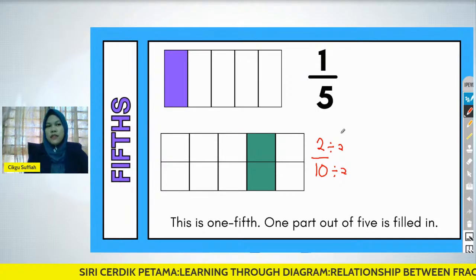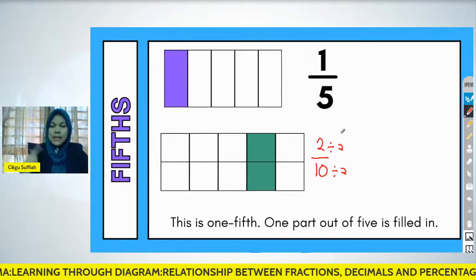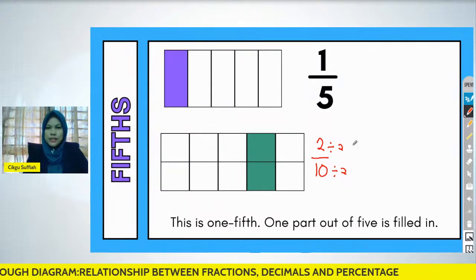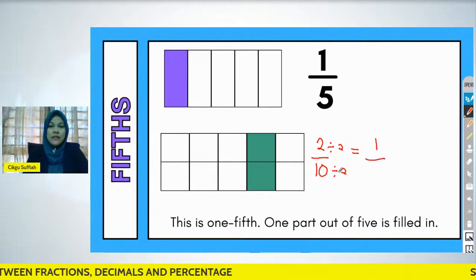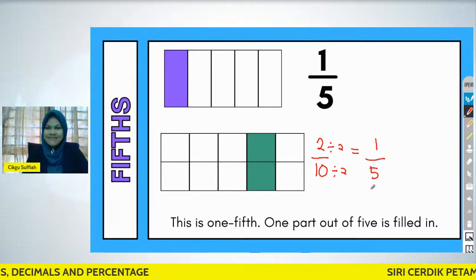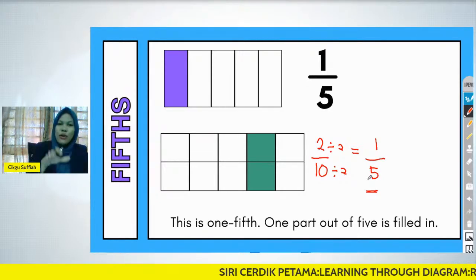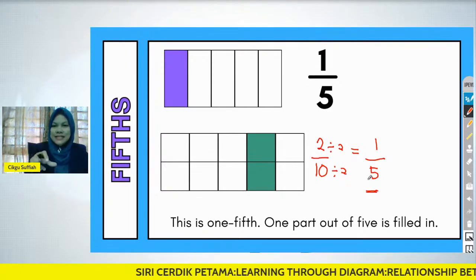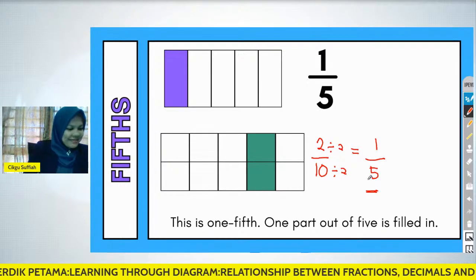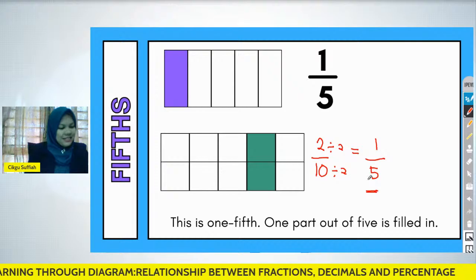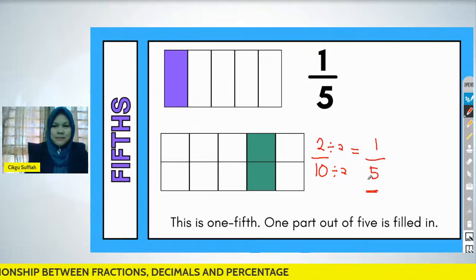When you want to simplify, both numerator and denominator need to divide by the same number. So we just divide. 2 divided by 2 equals 1. 10 divided by 2 equals 5. So we can say here 2 over 10 is equivalent to 1 over 5. Good job. Very good. Most of you gave me the same and the correct answer.